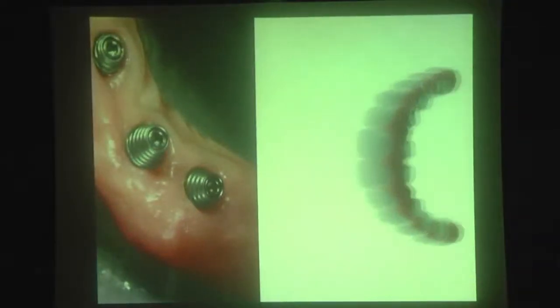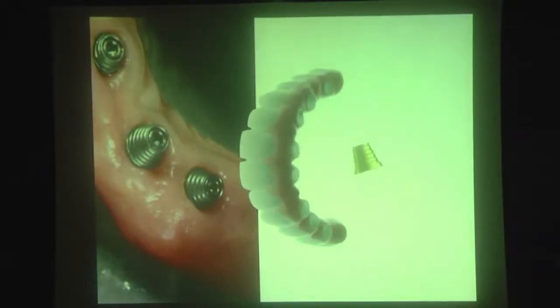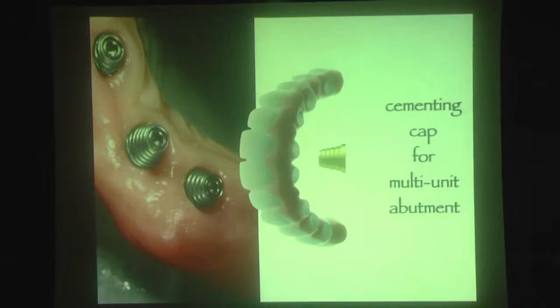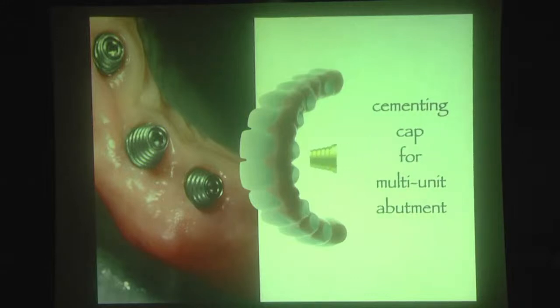At the end, depending on your wish, if you want us to do zirconium crowns, we have some extra instruments named cementing caps for multi-unit abutments. On top of multi-unit abutments, we place them and screw them, and they have a different kind of texture. Then you can improve the surface to stick to zirconia crowns.